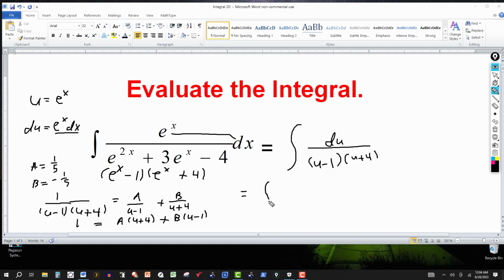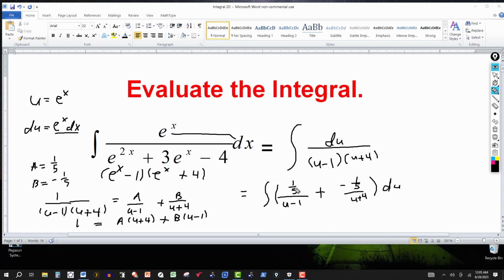So then this integrand right here, we can write in terms of these results. It's going to be the integral of A, but A is 1/5, over u minus 1, plus B, but B is -1/5, over u plus 4, du.